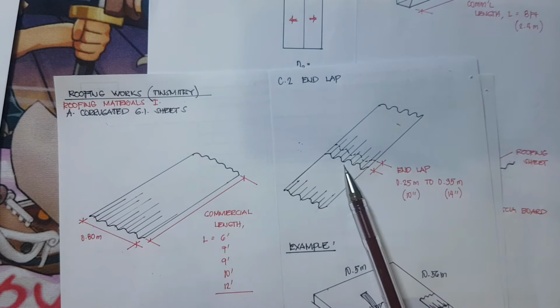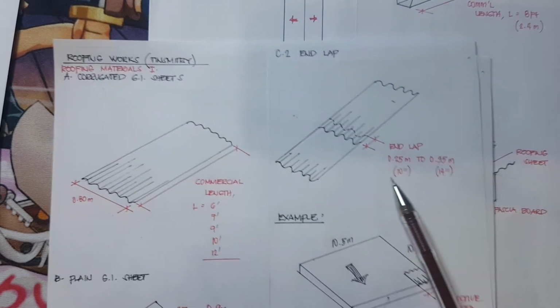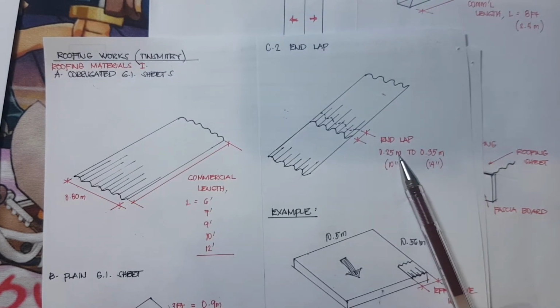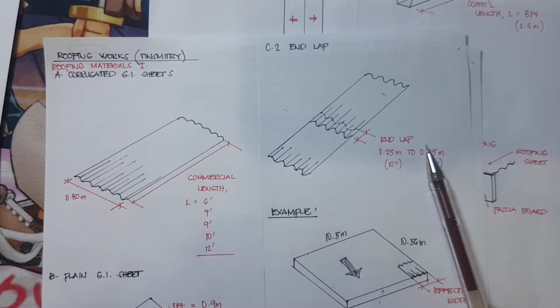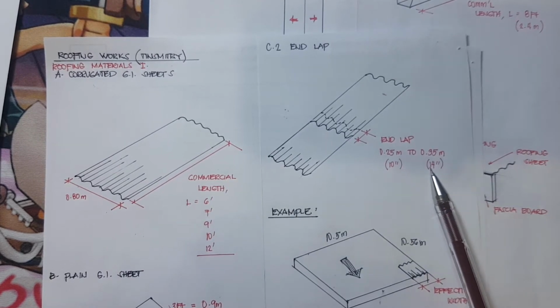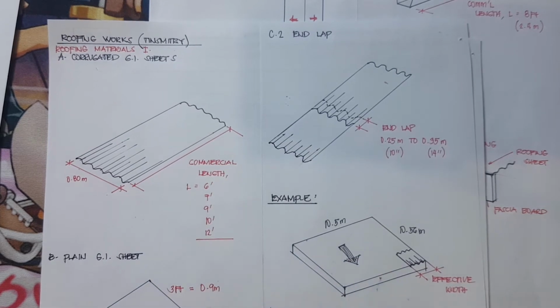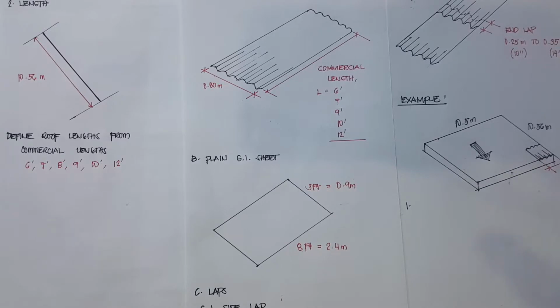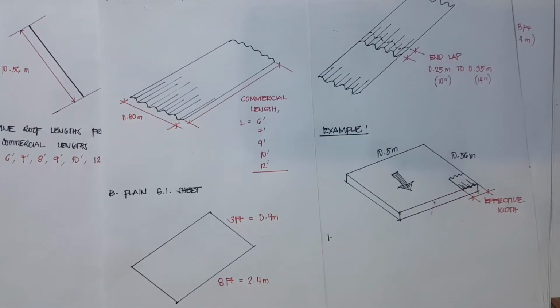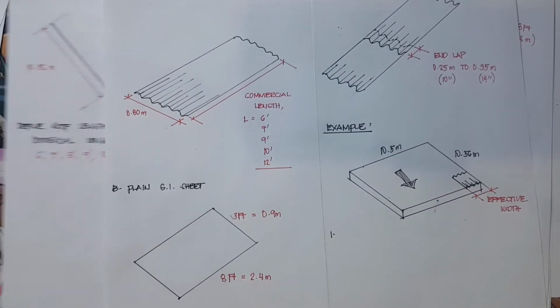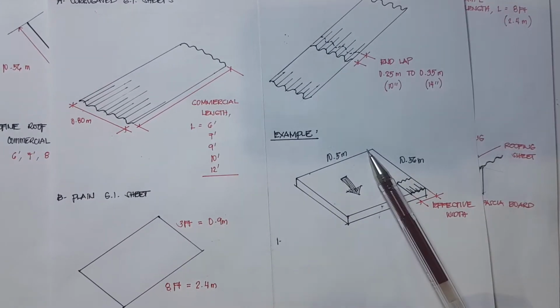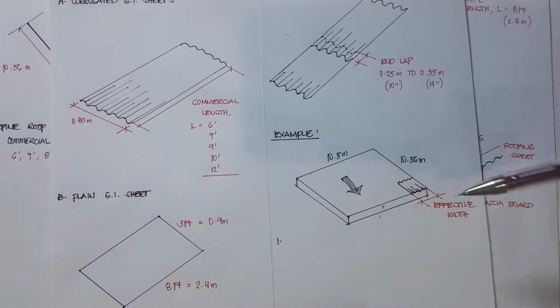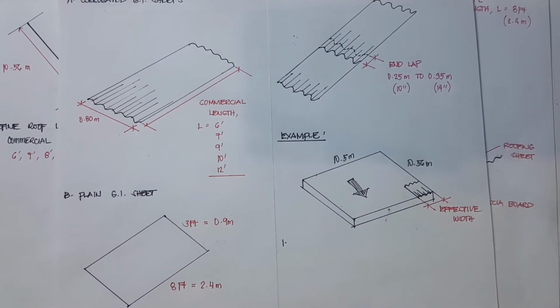Likewise, for the end lap, we can use 0.25 meters or 10 inches, or 0.35 meters, which is equivalent to 14 inches. Those are the factors that we need to consider. From our example in the class, if you can recall, we had a lean-to type roof which has a dimension of 10.5 meters by 10.56 meters.